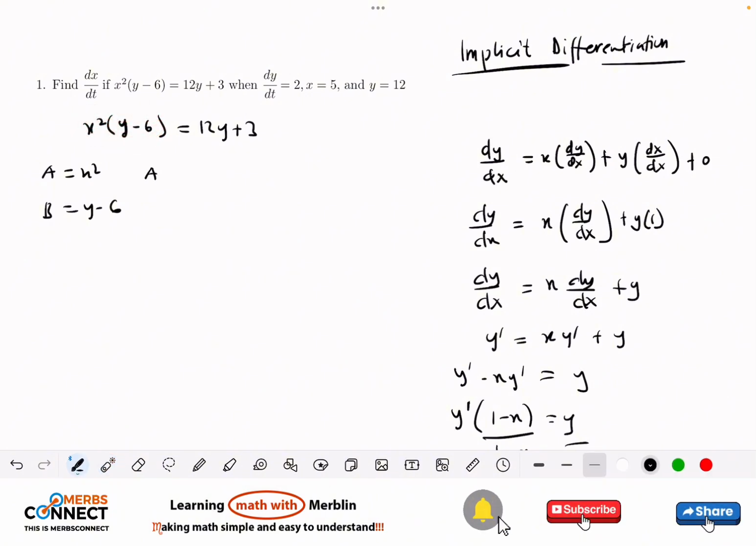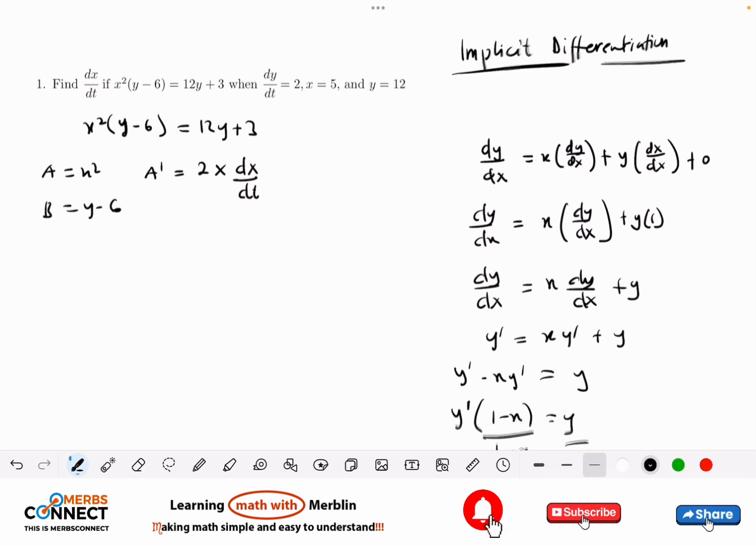So I need a prime to be equal to... Now, don't forget, we are differentiating the function with respect to t, not x, right? So look at what is going to happen here. When I differentiate x squared, what am I going to use? Use the power rule. What do you get when you differentiate x squared? 2x. But because we are differentiating with respect to t, not with respect to x, I'm going to have 2x dx over dt.